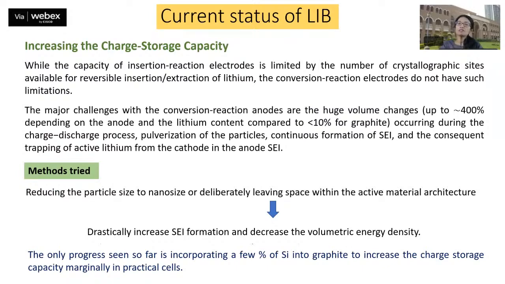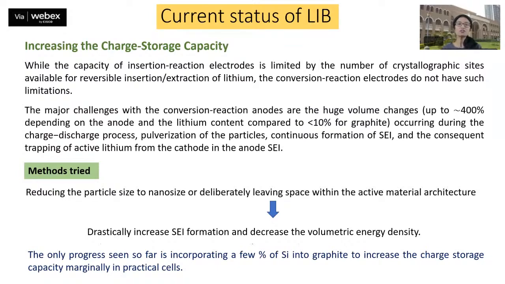And even if it stays for a few cycles, the pulverization of the particles takes place. Then the surface area increases, so you'll have a lot of SEI formation. A lot of your lithium ions are going to get trapped, and obviously you will lose capacity. So you lose lithium, and so you lose the capacity.